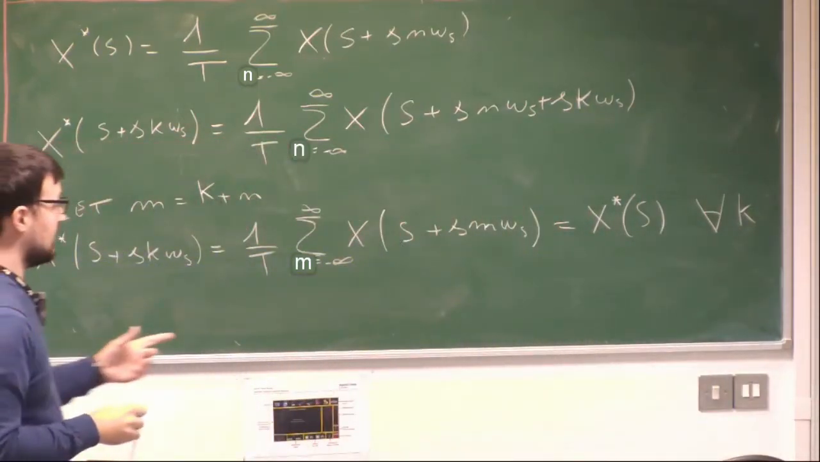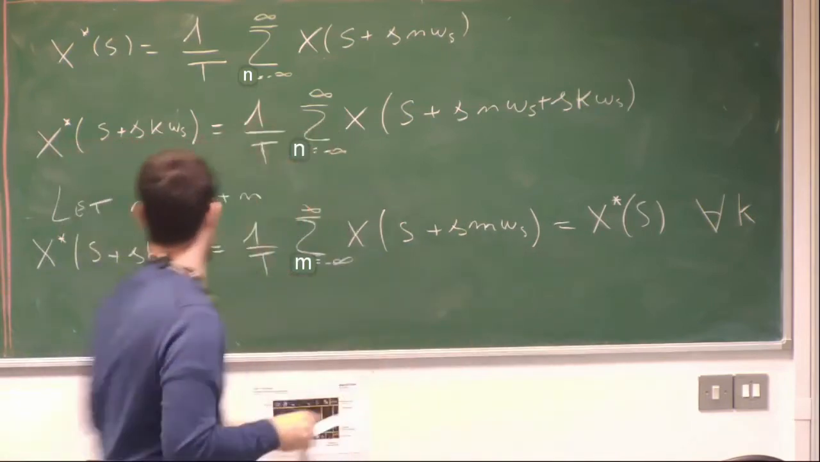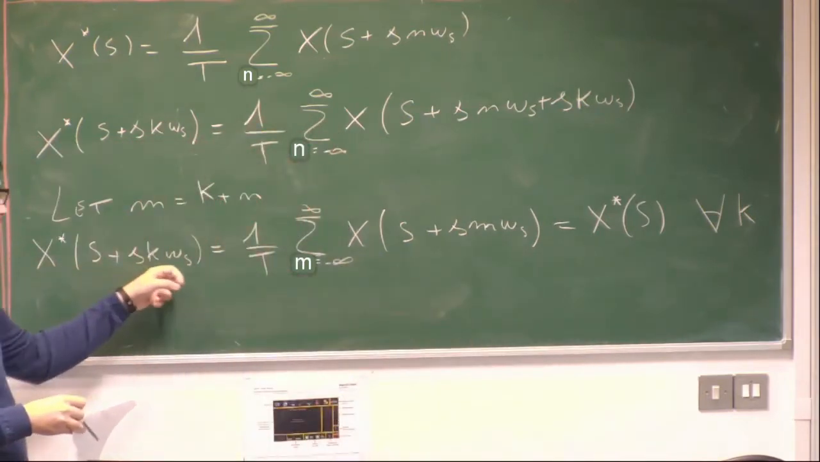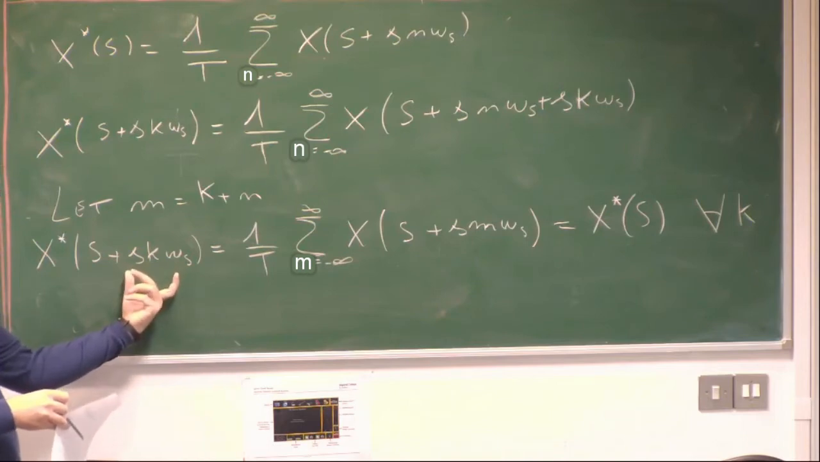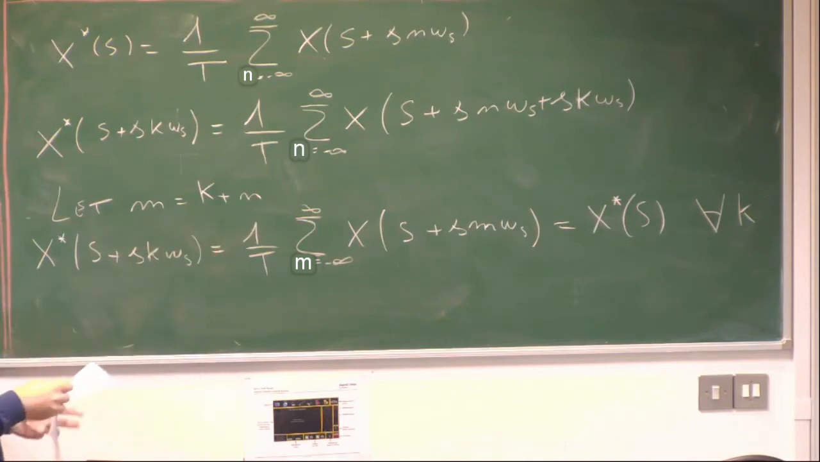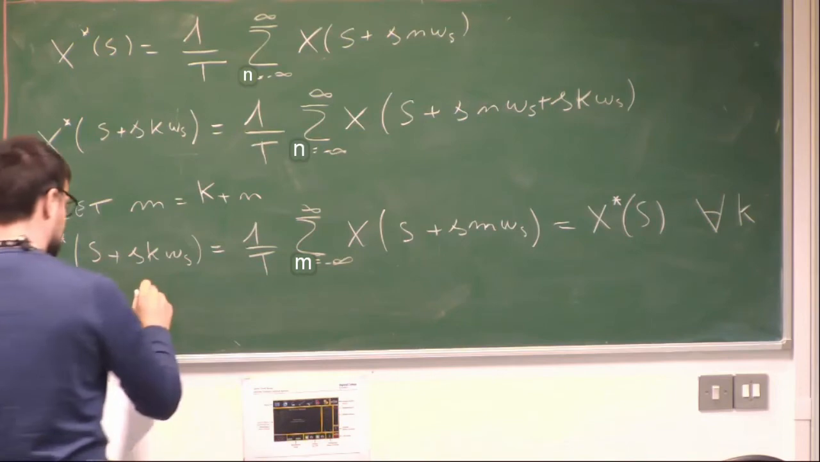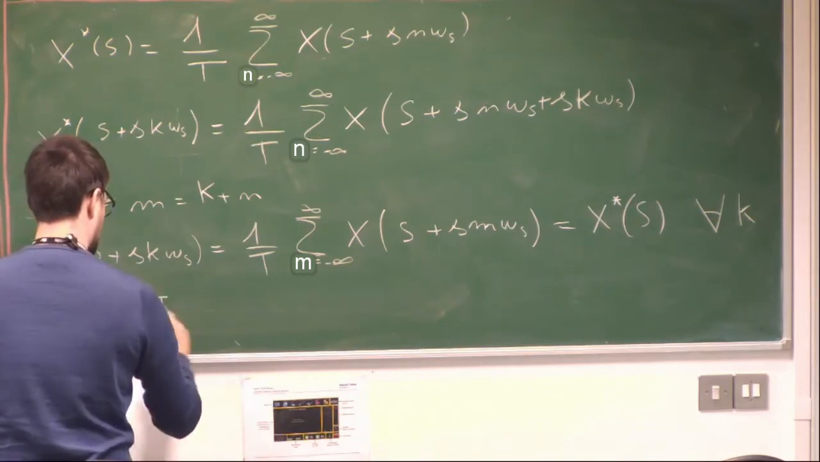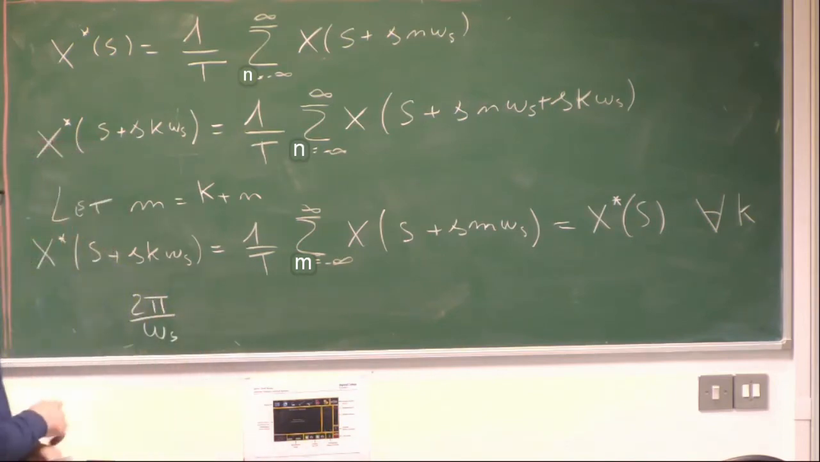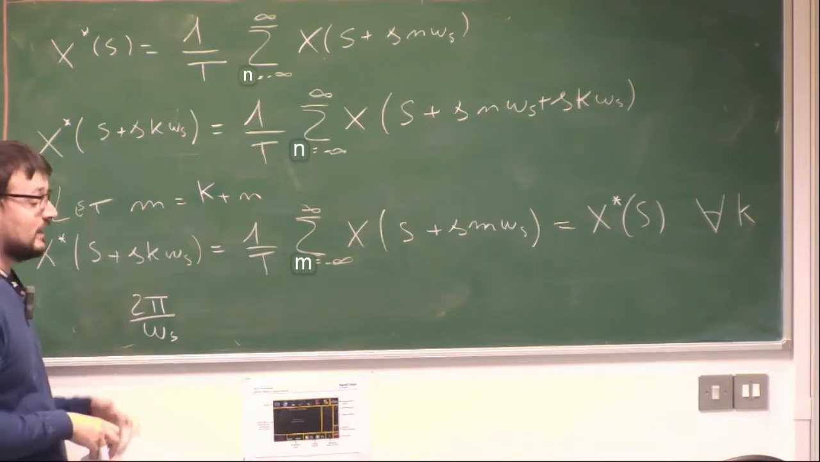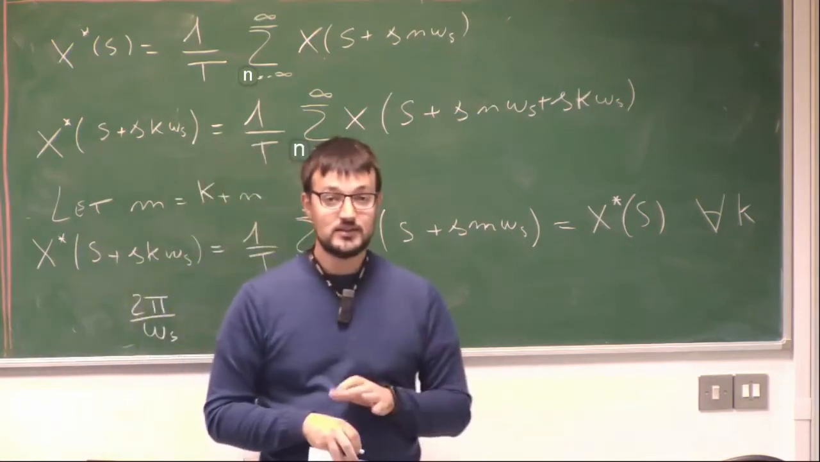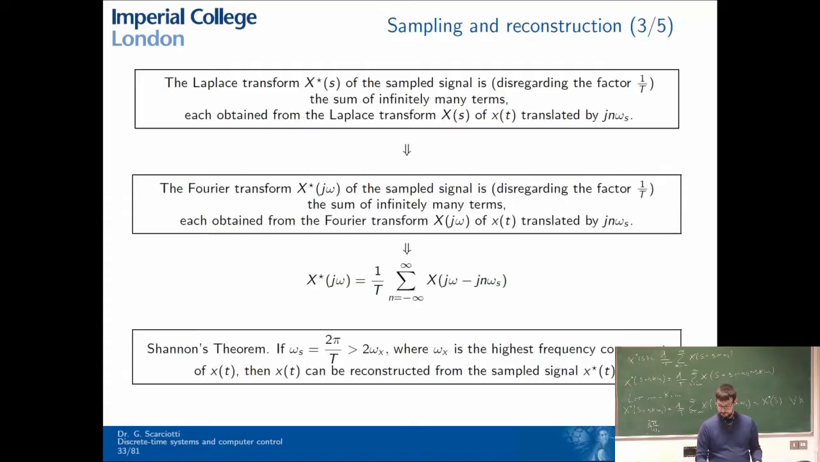And so we have seen that x star of s is equal to x star of s plus j k omega s. So it means that x star of s is periodic, and in particular, the period is 2 pi over omega s. So x star of s is a periodic function of period 2 pi over omega s, even though x of t is not necessarily a periodic function. This will help us in a few moments to actually make a sketch of x star of s.